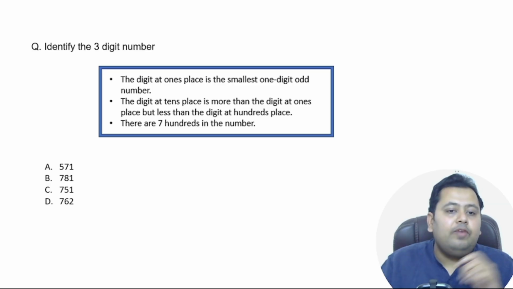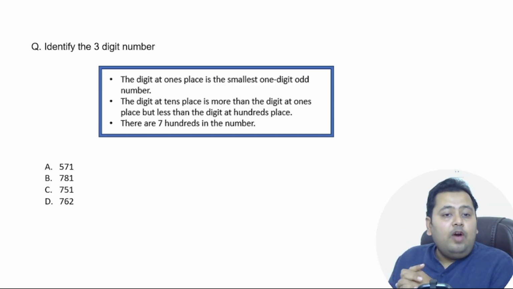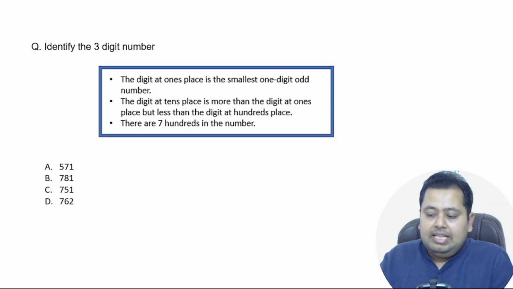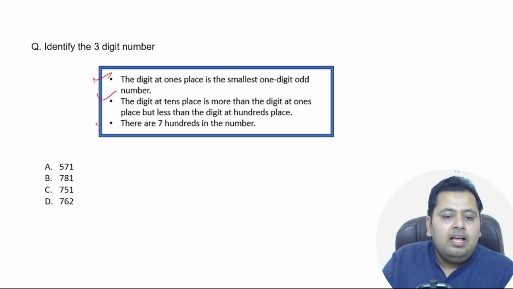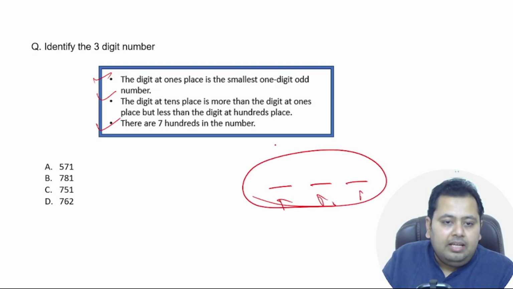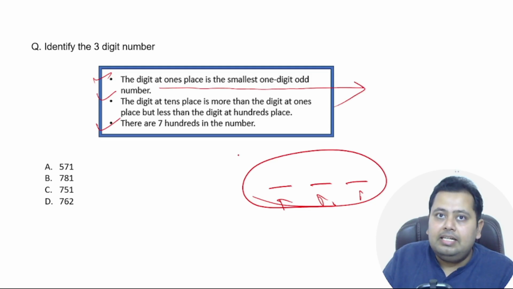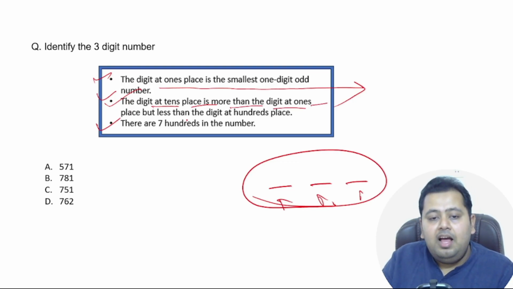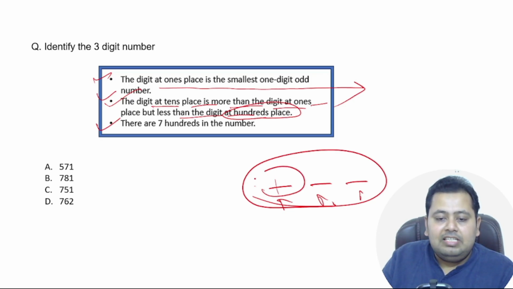So let's go to the question. What it's asking is, you have to identify the 3-digit number. There are 3 different sentences given, and then you have to just find out what the 3-digit number is going to be. The first sentence says the digit at one's place is the smallest 1-digit number. The second pointer says the digit at the tens place is more than the digit at the one's place but less than the digit at the hundreds place. So this is obviously the hundreds place, this is the tens place, this is the one's place.